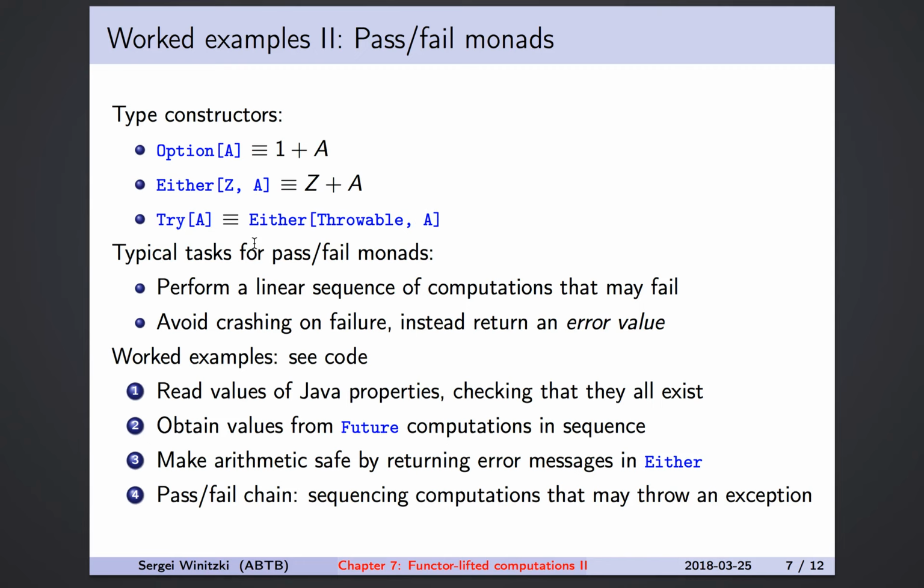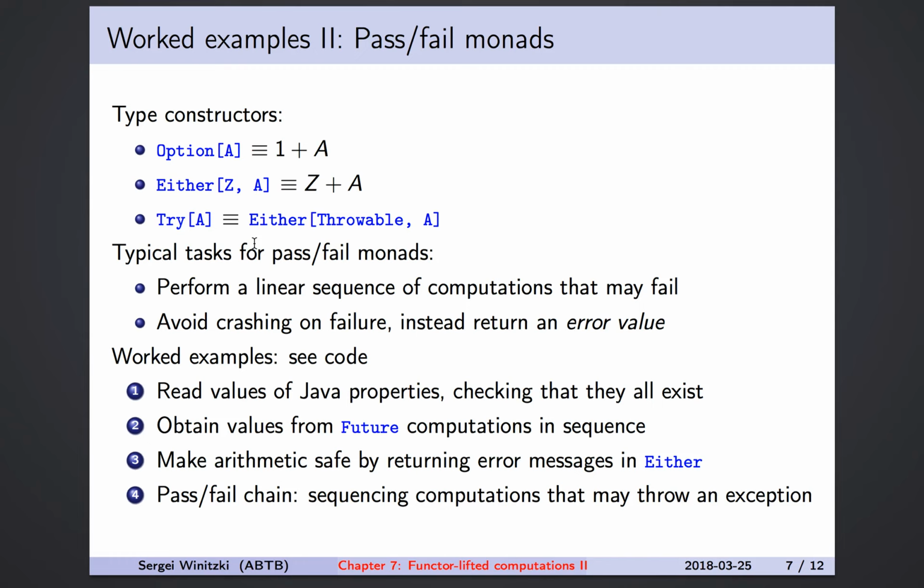So the typical reason we use these monads is we need to perform a sequence of computations. Each of these computations might fail, and we cannot continue if one of them fails. We have to report the error somehow. So we just make this explicit. We return an error value, which is not a crash. It is not some kind of exception or error situation. It's a value that captures the information we want to give about what happened and why things failed. And so that's the typical use of pass-fail monads.